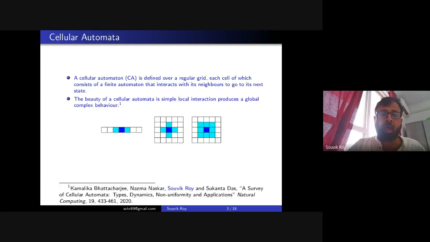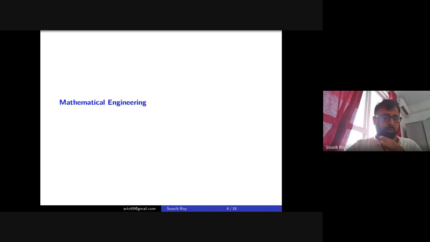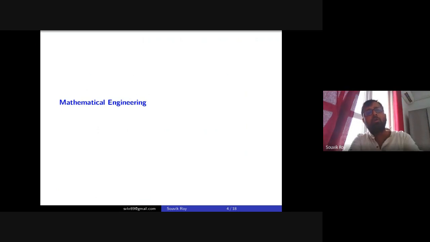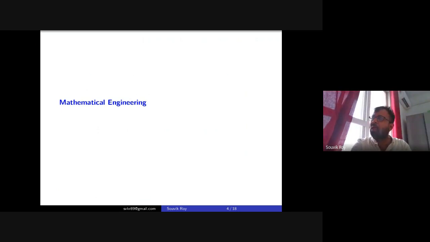First part, I'll just skip the definition of cellular automata. Here we are using both two-dimensional and one-dimensional cellular automata. In the case of one-dimensional, we use 3 neighborhood or 4 neighborhood, and in the case of two-dimensional, we use 1 neighborhood and more. So in the first part I'll be talking about some mathematical engineering. Mathematical engineering means we human beings try to develop a cellular automata, and from that cellular automata, we try to solve some distributed system problems.